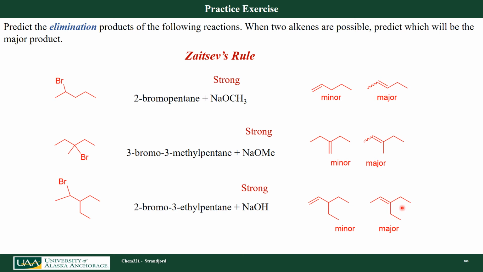Why didn't I draw a squiggly line here? That's because these 2 groups out here on this side of the alkene are identical, so I do not have any stereoisomers in this case.